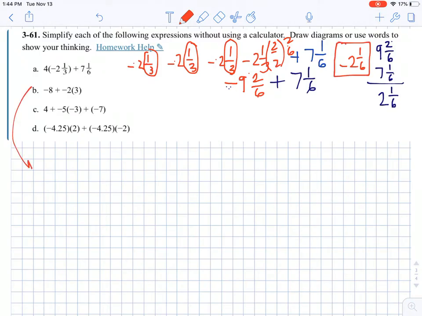B, we'll do down here. B, we have negative 8, and then we have 3 groups of negative 2. 2, 4, 6, so that's going to be negative 14.